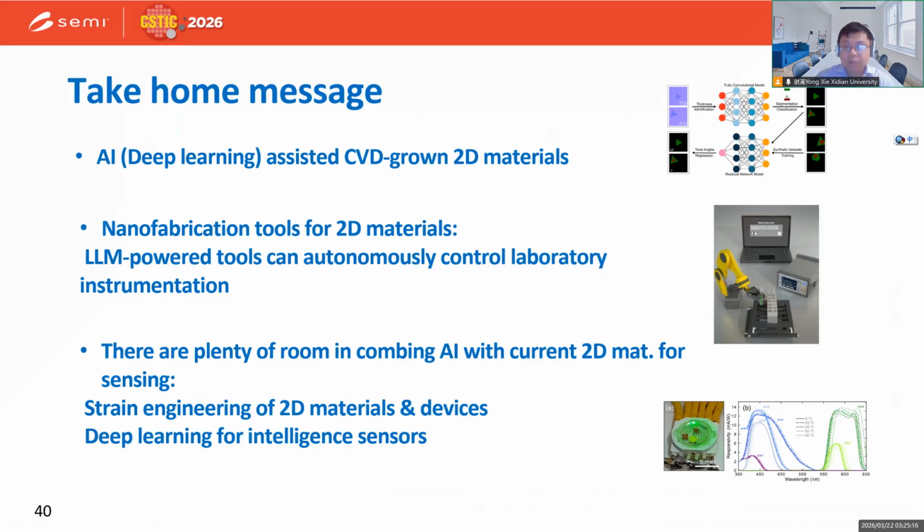So the take-home message is that with AI, like deep learning, we can autonomously check the 2D materials. Also, with the large language model, we can dramatically lower the barrier of lab automation. Also, if we combine strain tuning and the 2D device, and also deep learning, then we can have high accuracy, low cost and small size reconstructive spectrometers. So that's all my talk.